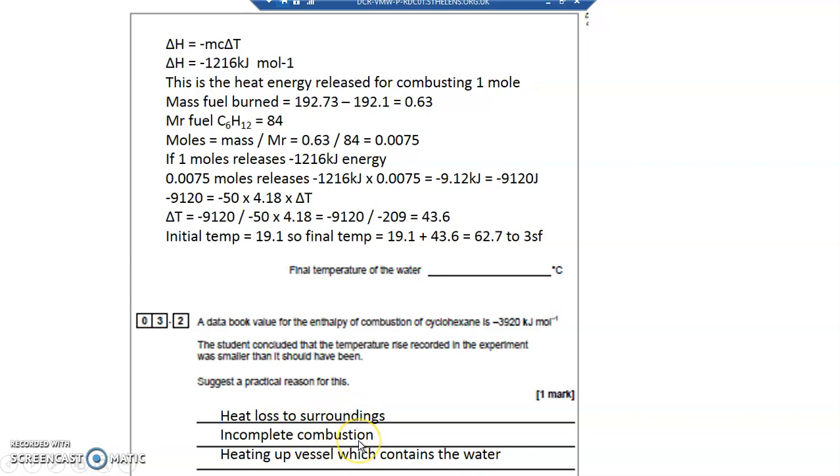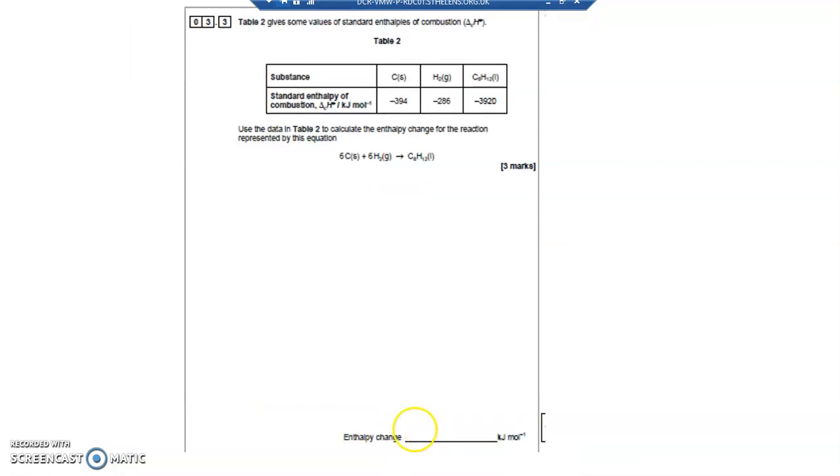Other reasons are that the fuel didn't fully combust, incomplete combustion, and the vessel might actually heat up, so the beaker might heat up as well, absorb some of the heat instead of that being registered on the thermometer.